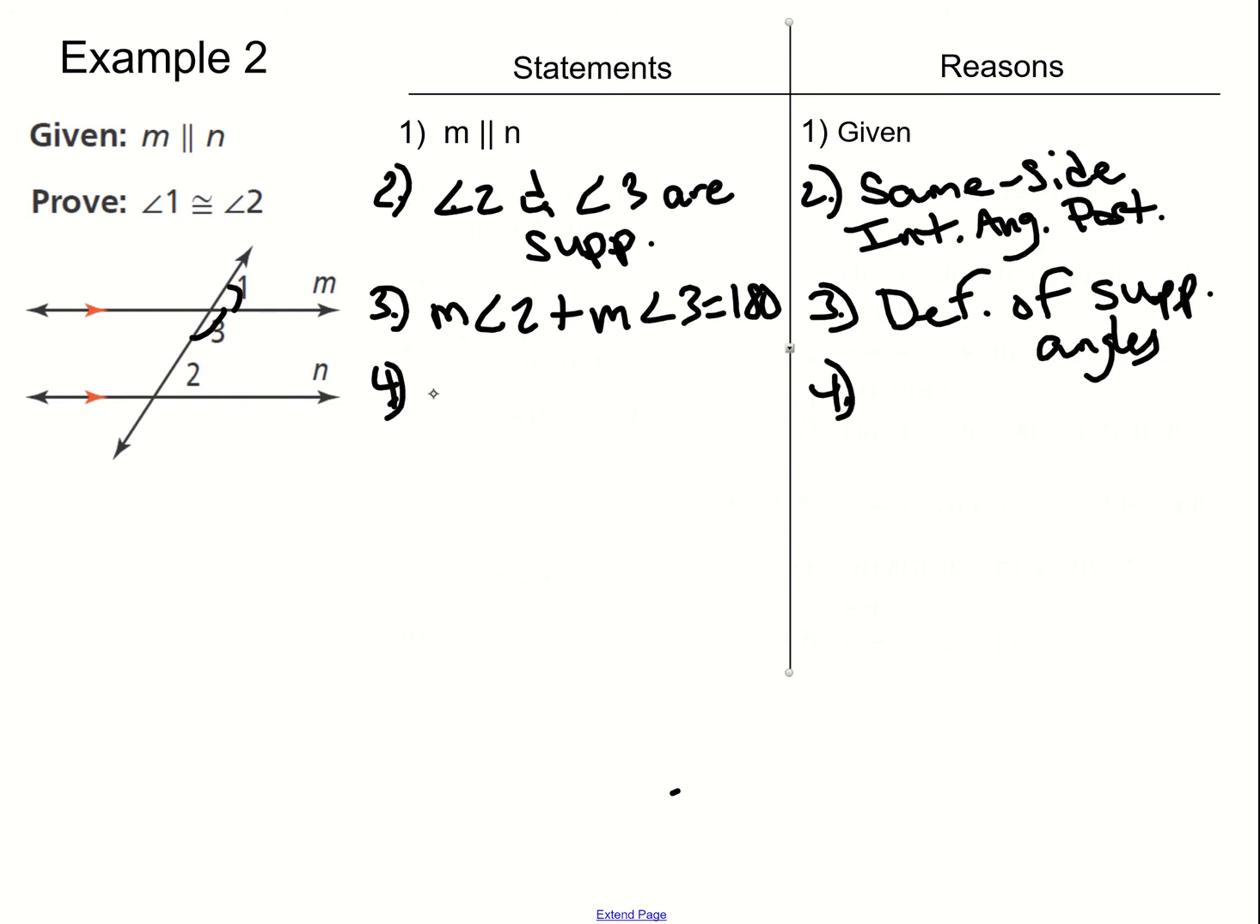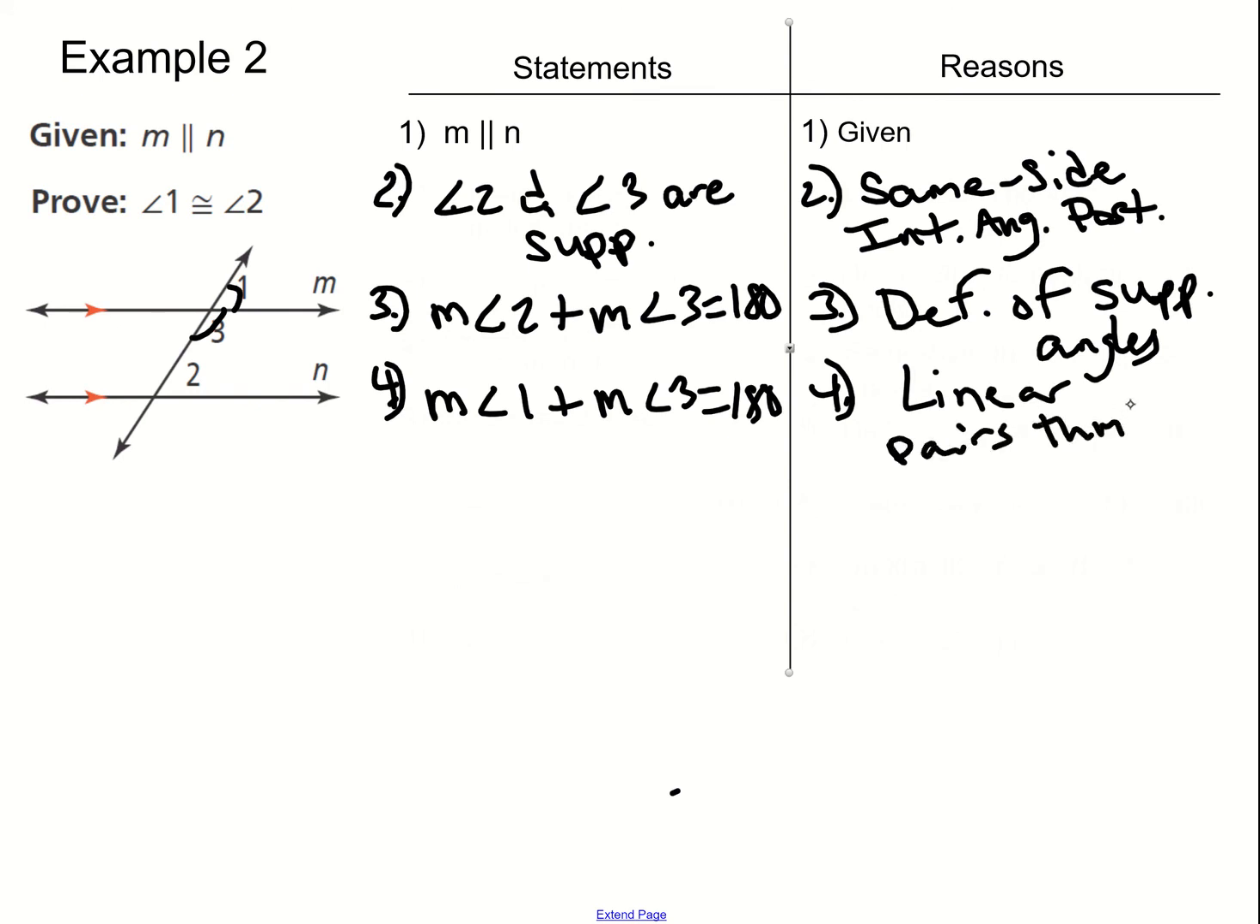So we're going to say that if you add together the measures of angle 1 and 3, you're going to get 180. And we're going to just call that the linear pairs theorem slash angle addition postulate. Okay, so angle addition postulate.